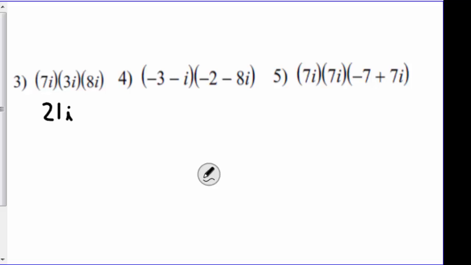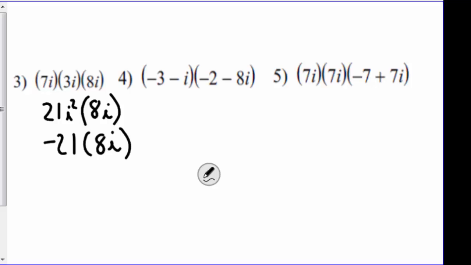Alright, so remember we have to use our rules here to multiply. So 7i times 3i gives us 21i squared, and the i squared, remember, equals negative 1. So we can simplify that down to be negative 21 times 8i. And then we will end up with negative 168i. Remember, you should never have an exponent other than 1 on an i.